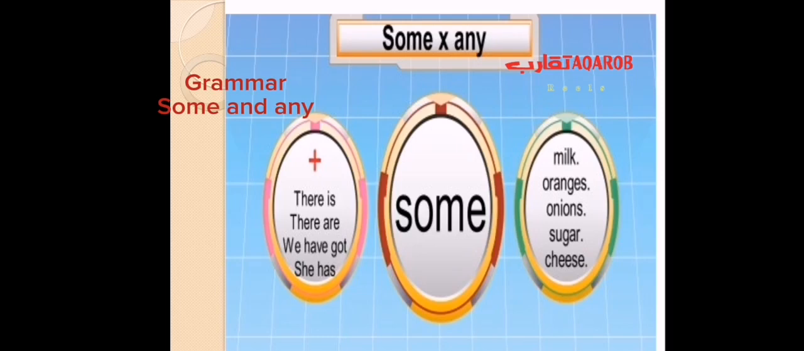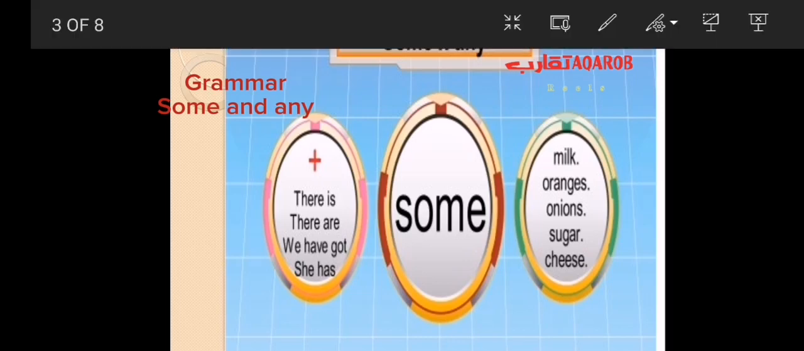Again, we will make sentences by using some, like this picture. Let's start. There is some milk. Good job. Why do we use is? Because milk is an uncountable noun, so it's singular. So we will use there is. There are some onions. Excellent. We use are with onions because onions is a countable noun, and this noun is also plural.